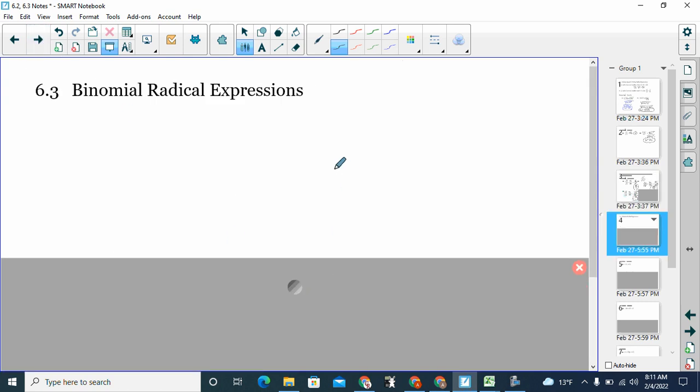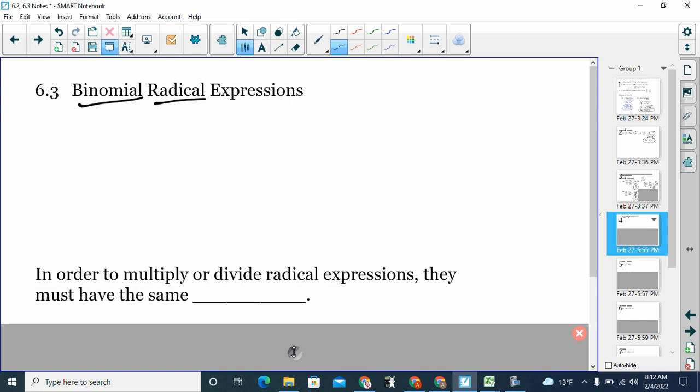6.3 is on binomial radical expressions. Binomial meaning two terms. Radical meaning it has a root in there, a square root or a cube root. I don't know why there's all this space, but we just multiplied and divided radical expressions.